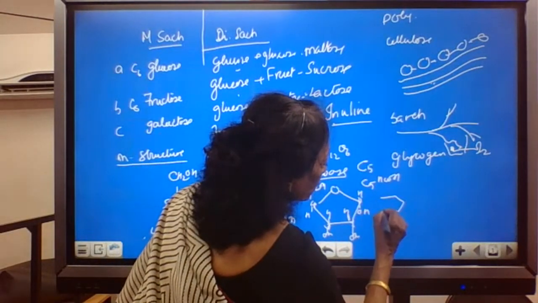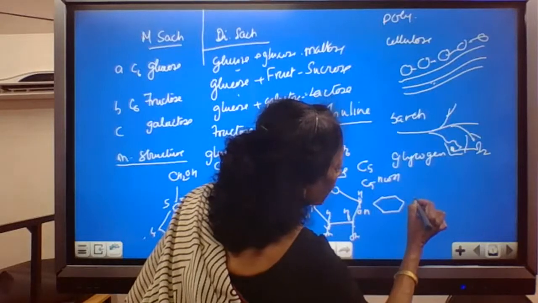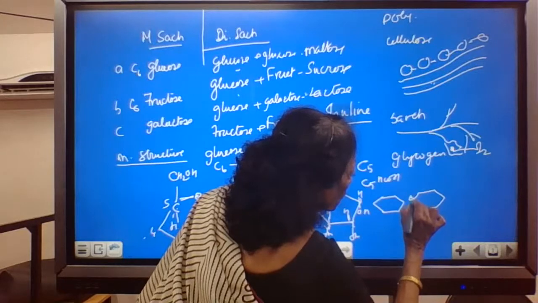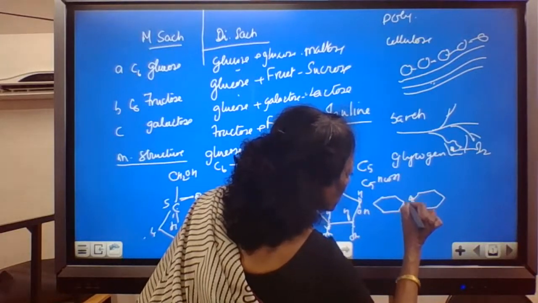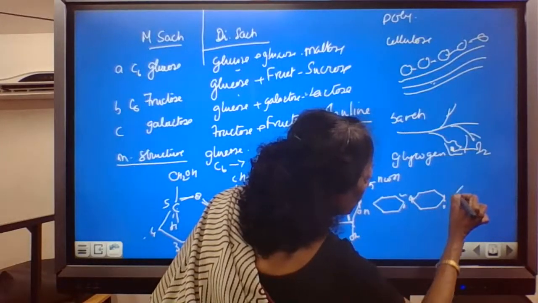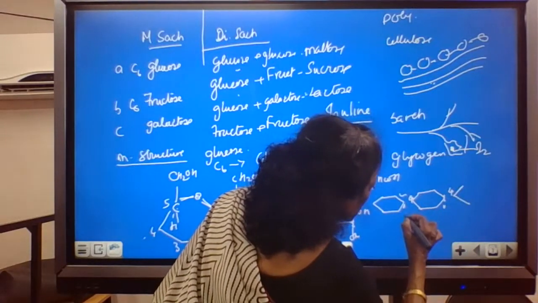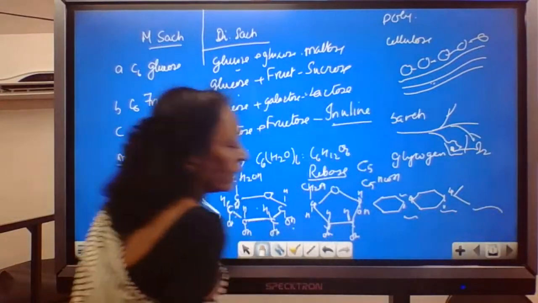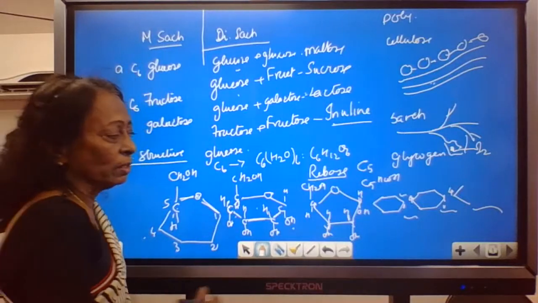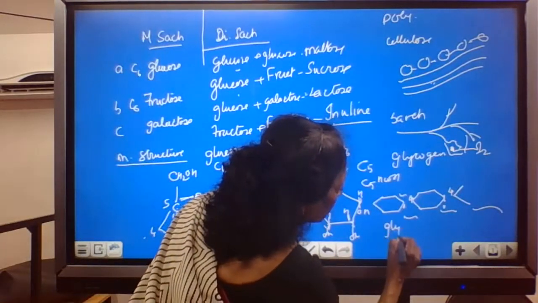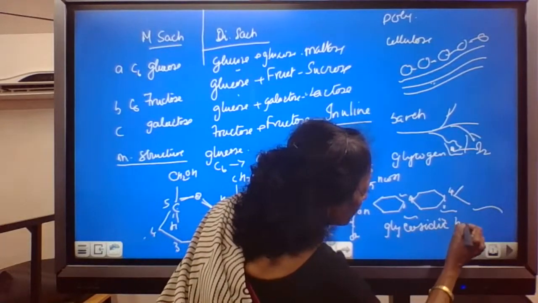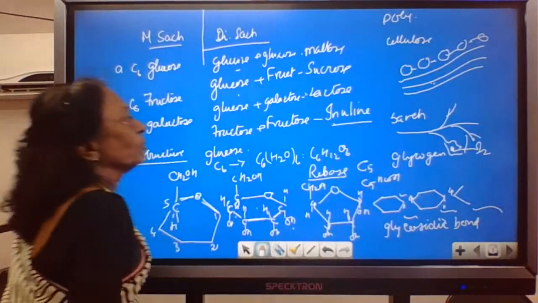Say 1. This one. Then another one. This will be fourth. This will be first. So the connection will be 1 and 4. Now back again, this will be 1, and the next one will be 4. So the connection is 1 and 4, 1 and 4. That bond between the glucose units is called glycosidic bond. Now this is called glycosidic bond.